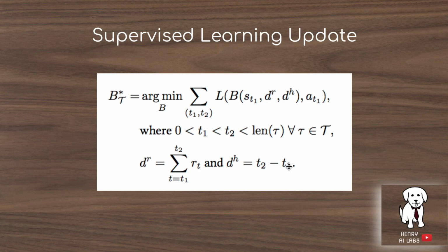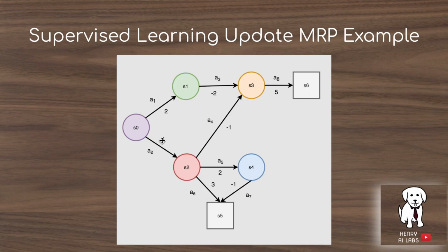So this sampling from the environment is agnostic to model-free or model-based. This is just the general framework for updating the behavior function using supervised learning. We use this Markov reward process in order to get a better understanding of how supervised learning is used to learn from the experience of the environment and update the behavior function.